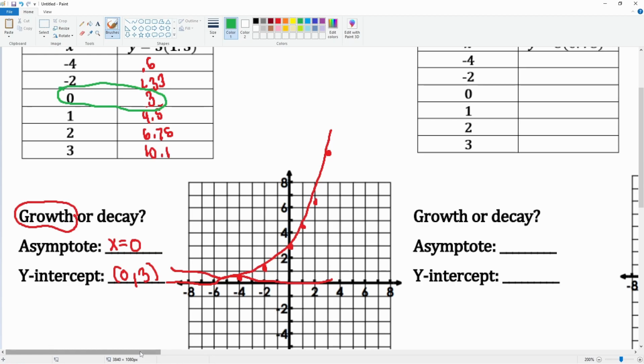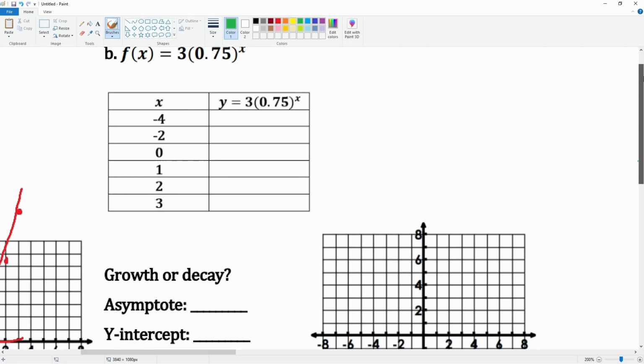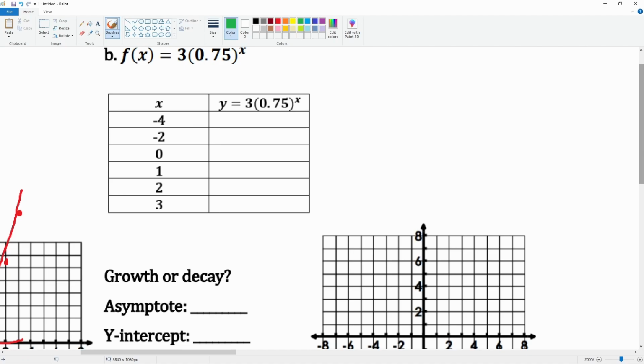So we can repeat this process for b as well. If we plug a -4 into the x, what do we get in the calculator? It looks like it is 9.5. -2 is 5.3. 0 is 3. 1 is 2.3. 2 is 1.7. I'm rounding. 3 is 1.3.